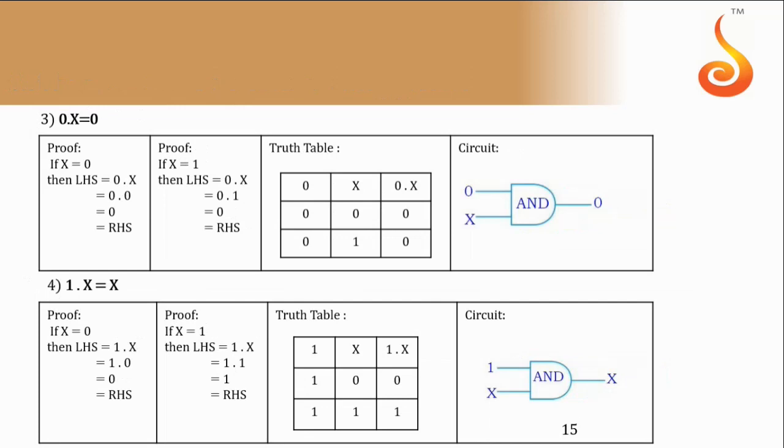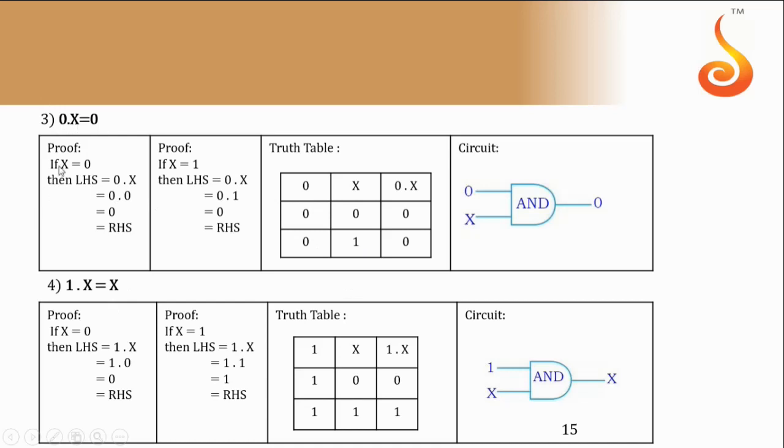So the next one is 0 dot X is equal to 0. What operation are we doing here? We are doing logical multiplication. That is the AND operation over here. Plus is OR, dot is AND. Please don't get confused with that. So this is logical multiplication. 0 dot X is equal to 0.